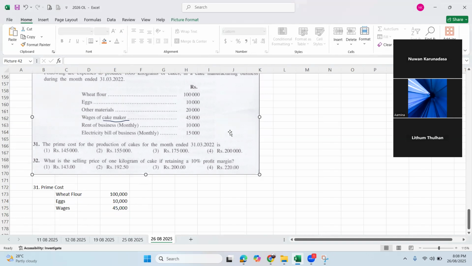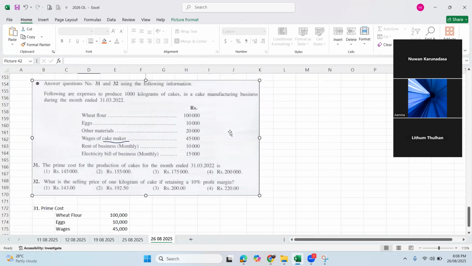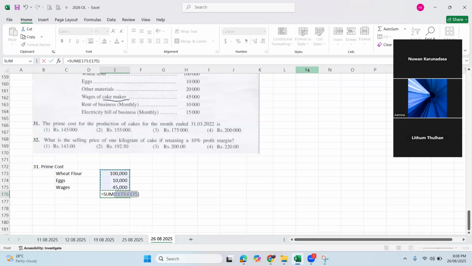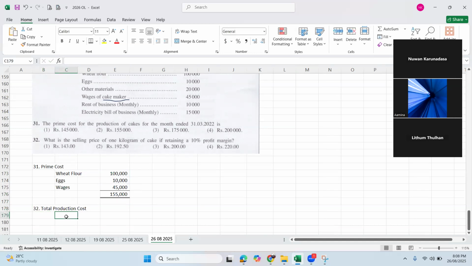Right, then rent of the business will not come here. Then electricity bill of the machinery will not come here. Then the total of this will be the prime cost, that is 155,000. Answer is 2. Then 32, what is the selling price of 1 kilogram of the cake if retaining a 10% profit margin? So we have to calculate the total production cost. We have done the prime cost.